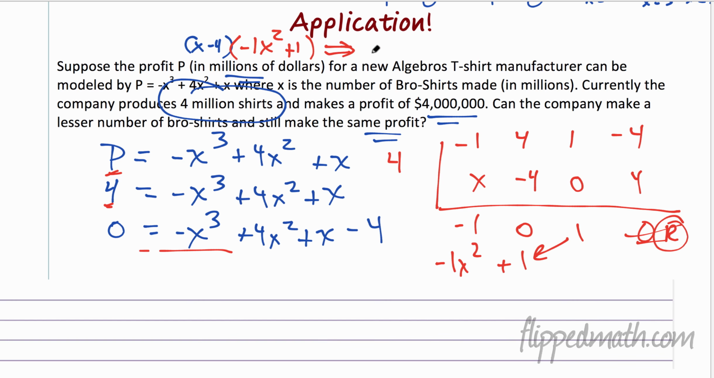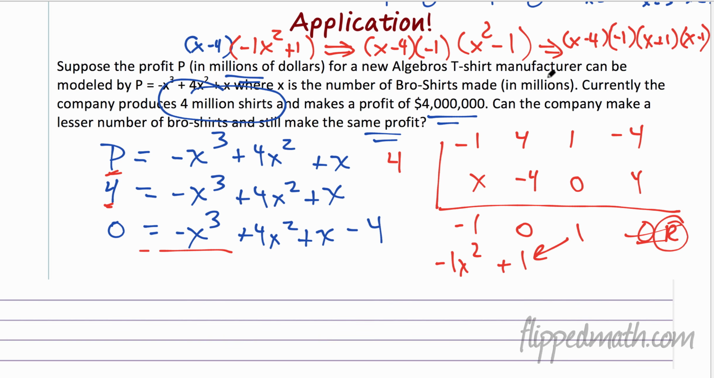Here's my trick. That x minus 4 is going to hang out, but I'm going to factor a -1 out of this second factor. So what's that going to do? That's going to give us an x squared minus 1. Guess what? Now it's a difference of perfect squares. This is going to be equivalent to x minus 4, times -1, times x plus 1, x minus 1. So this whole polynomial, I just broke it down into this right here.